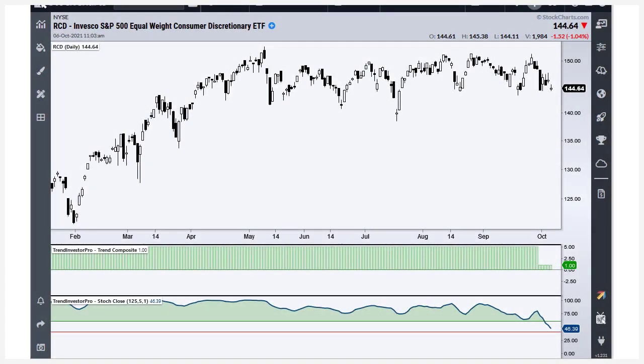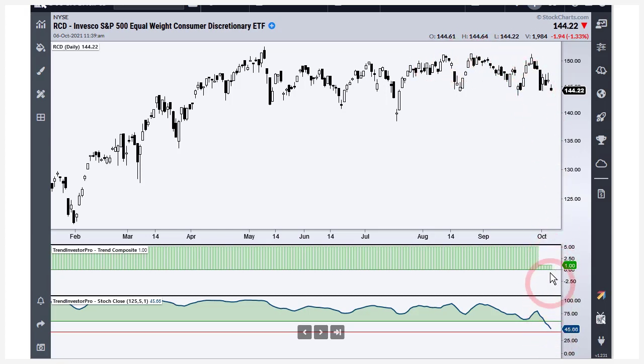So even though the pullback in those technology-related ETFs still looks relatively tame, so to speak, if you look at some of the price action for some other key groups, it's not very encouraging for the broader market. Now, this is the equal weight consumer discretionary SPDR RCD, and so it takes out that Amazon and Tesla effect that you have in XLY. So you can see it peaked way back here in May, didn't exceed the May high here in August, September.